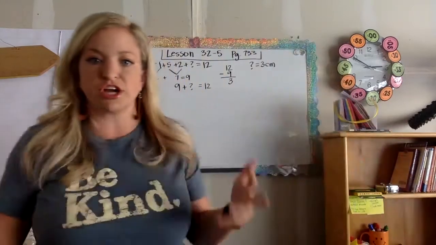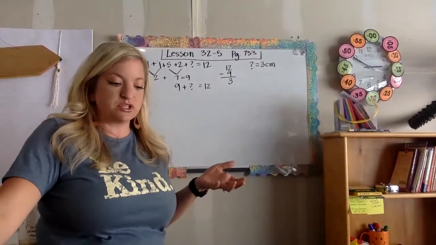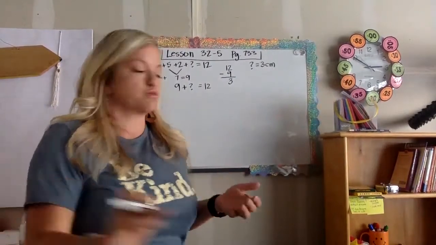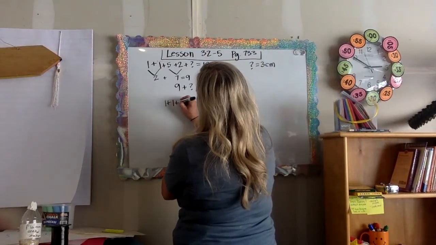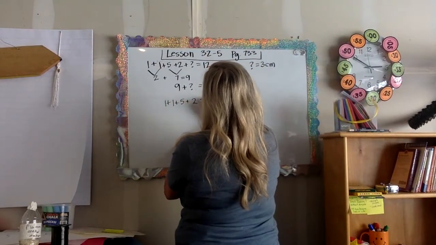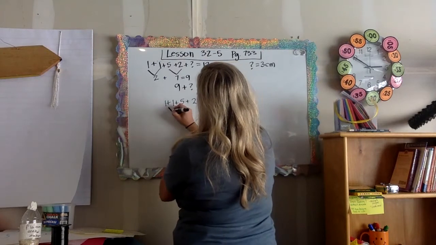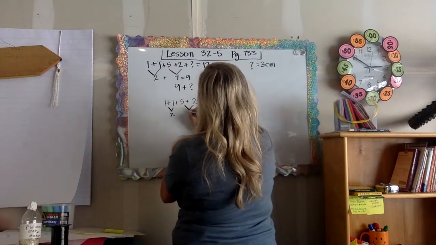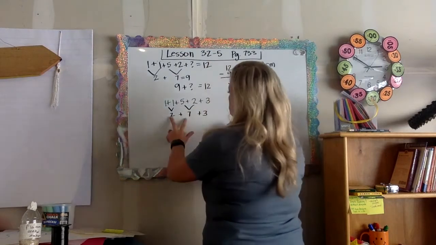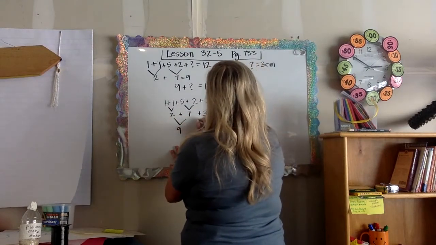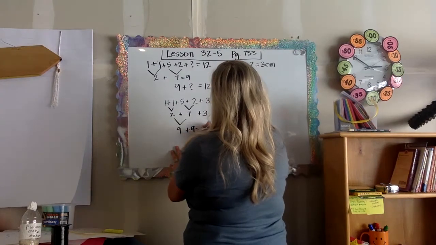If I wanted to check my work, I could substitute 3 in for that question mark and I should get 12. So let's practice that. I have 1 plus 1 plus 5 plus 2 plus 3. Now 1 plus 1 is 2, 5 plus 2 is 7, plus 3. So now 2 plus 7 is 9, 9 plus 3 is 12.